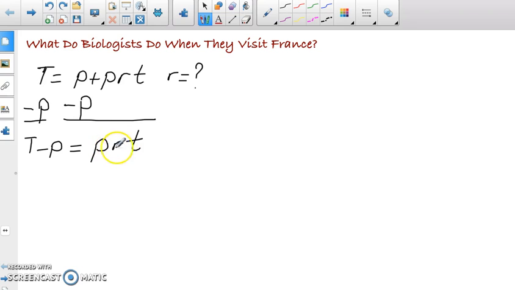The best way to isolate this R is to get rid of this P and T. Since this is P times R times T, this is a multiplication. So the best way to get rid of these factors is to divide this side by P times T. This way they can cancel out, so R can be alone on this side of the equation. But whatever we do on this side of the equation, we have to do the same thing on the other side, because we know there's a division property of equality.